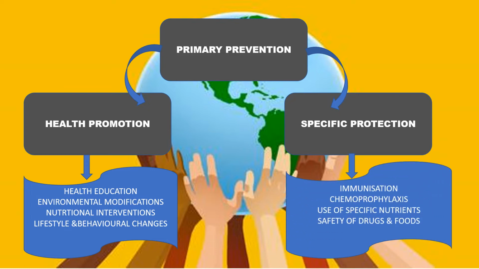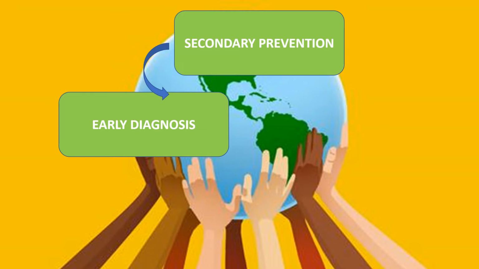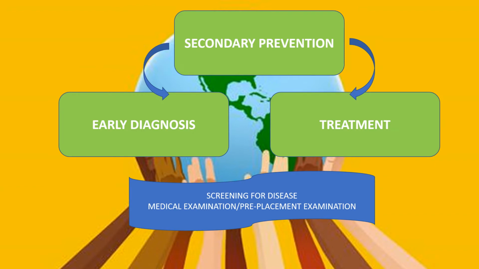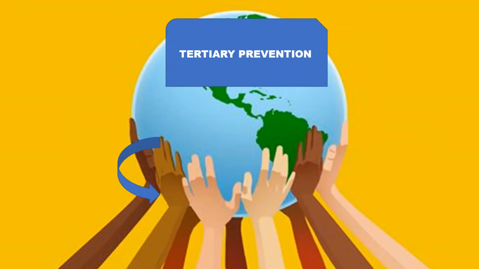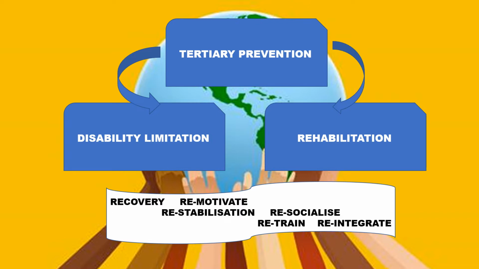Now coming to specific protection, you have to mention immunization, chemoprophylaxis, the use of specific nutrients, and the safety of drugs and food in context. Now coming to the secondary prevention level, early diagnosis and treatment are the major interventions, and screening for disease, medical examination and pre-placement examinations are basic talking points. Coming to tertiary prevention, disability limitation and rehabilitation, and here the major points which you are going to build in context to any disease given are recovery, remotivation, restabilization, resocialization, retraining of the patient, and reintegration.